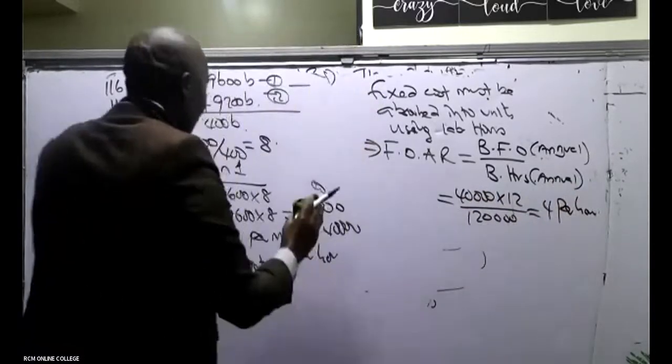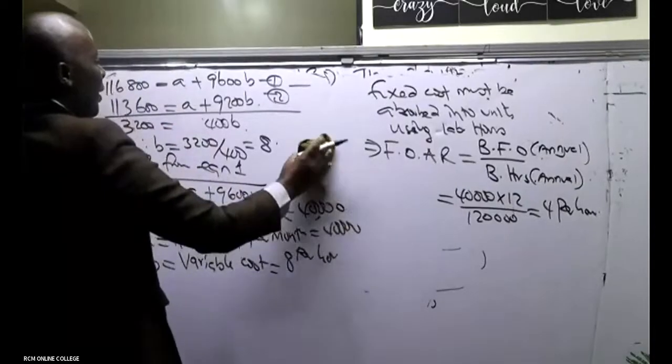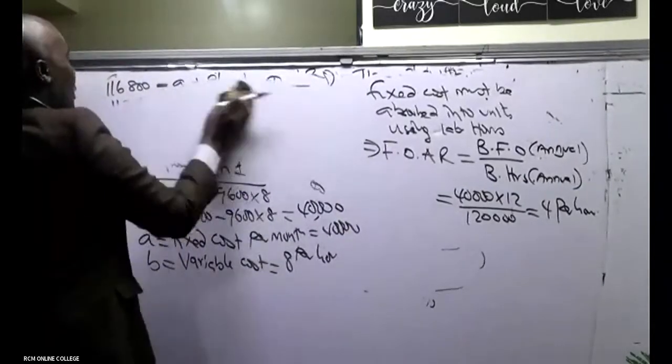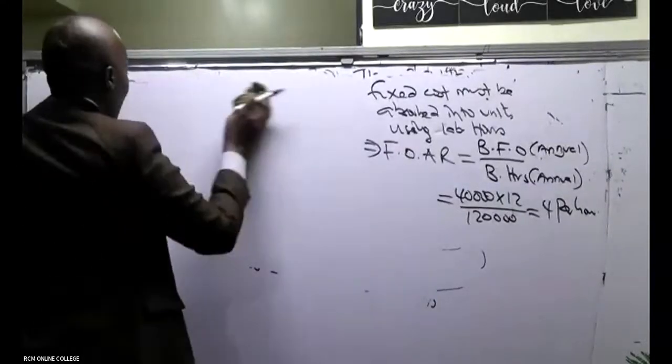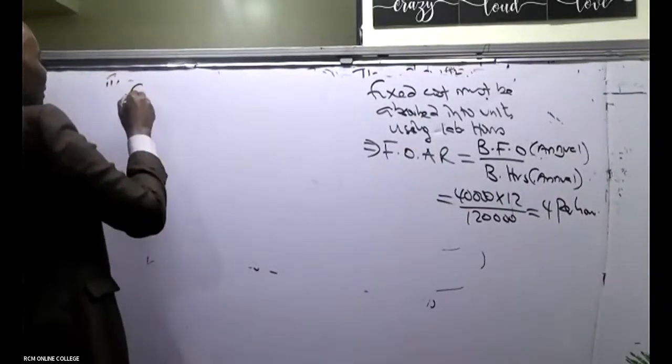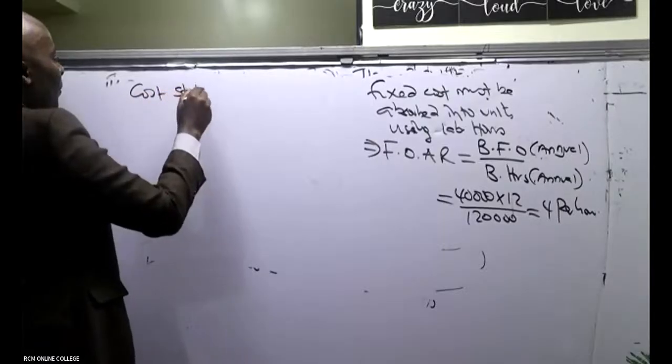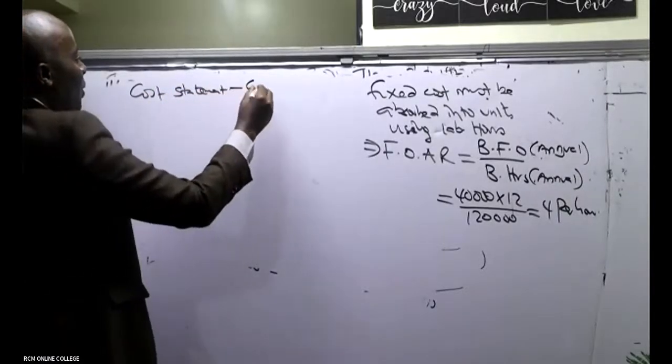So lastly, we have our cost statement. Cost statement for producing 600 kitchens.